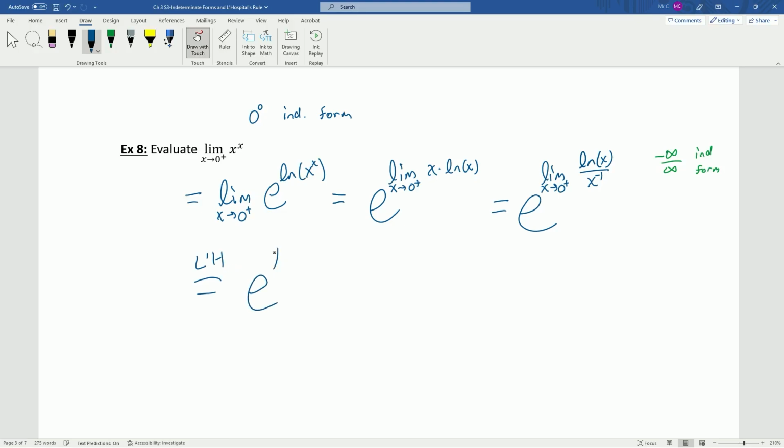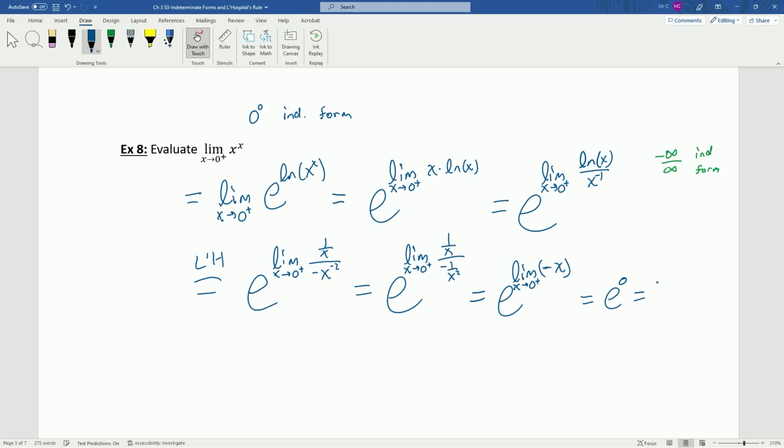And we get e to the limit as x approaches 0 from the right of 1 over x divided by negative x to the negative second. So now we're just going to rewrite this a little bit here. A little bit of algebra. 1 over x divided by negative 1 over x squared. So instead of dividing, I will multiply by the reciprocal. And when I multiply by x squared over 1, I'll get just negative x. And so when x goes to 0, this goes to 0. This is e to the 0, which is 1.